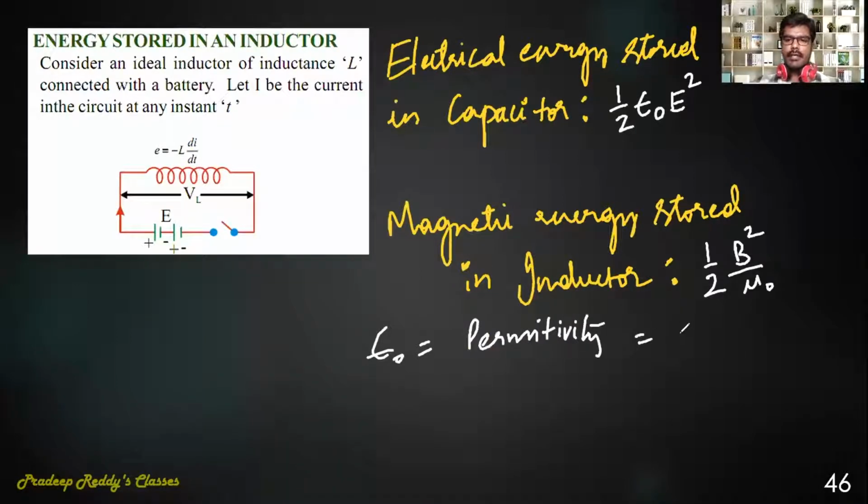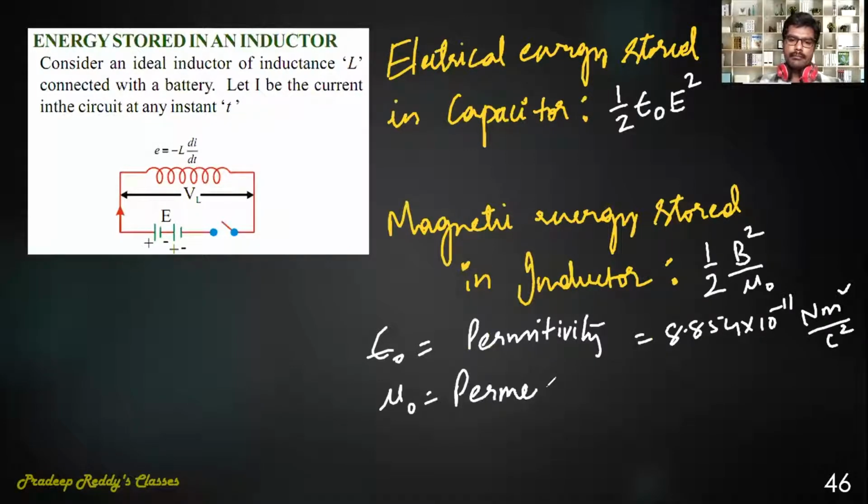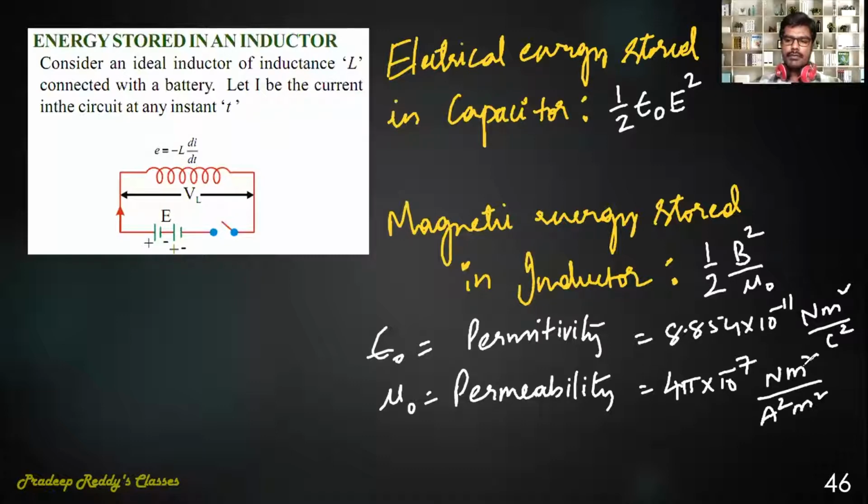Epsilon naught is permittivity, it is 8.854 into 10 power minus 11 Newton meter square per Coulomb square, and mu naught is permeability, which is 4 pi into 10 power minus 7 Newton meter square per ampere square meter square. This and this get cancelled. It is Newton per ampere square. This is electrical energy stored in case of capacitor, magnetic energy stored in case of inductor.